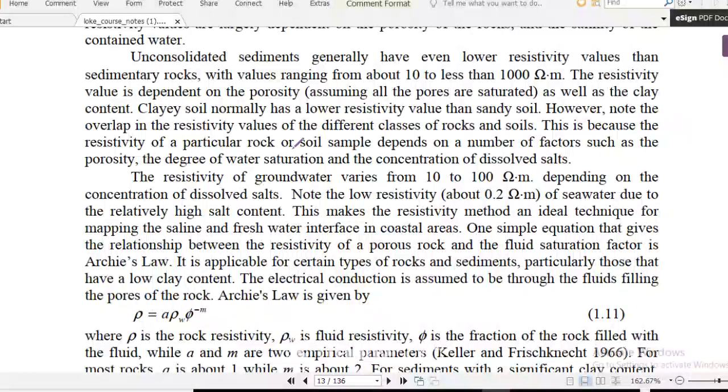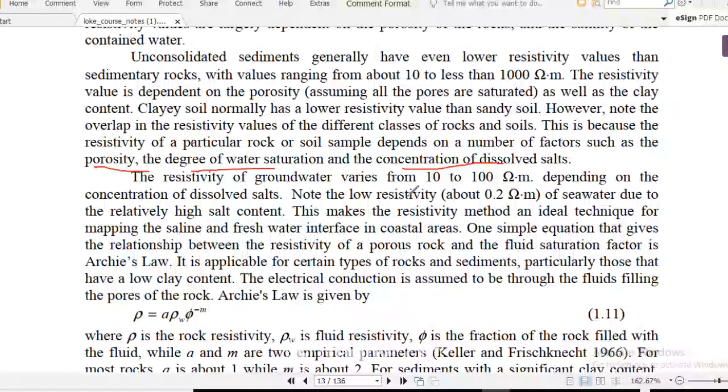This is because the resistivity of a particular rock or soil sample depends on a number of factors such as the porosity, the degree of water saturation, the concentration of dissolved minerals.